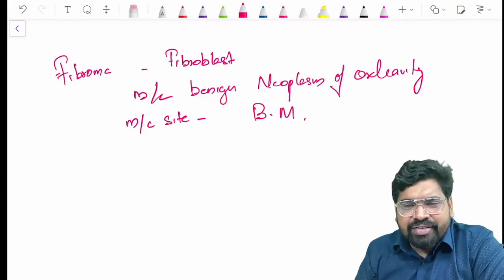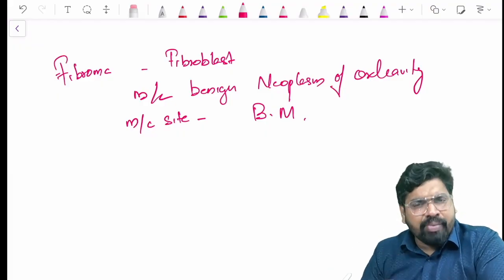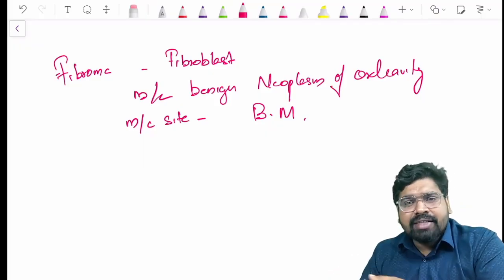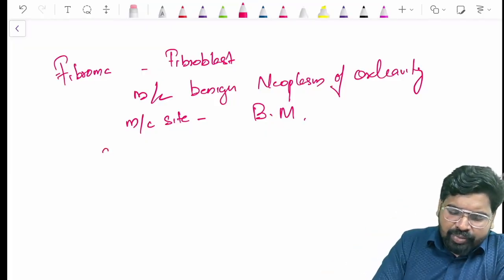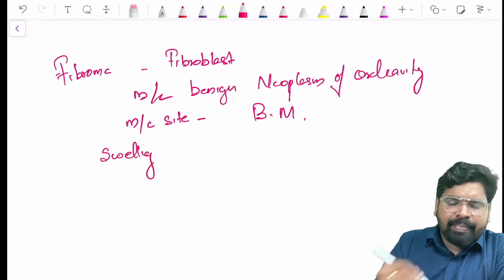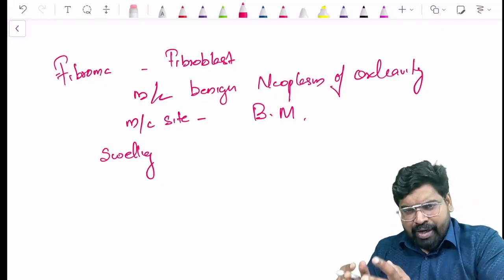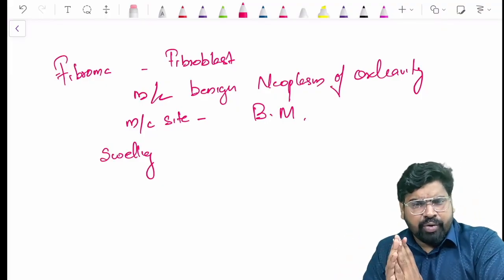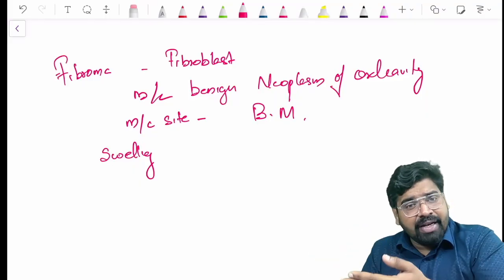Buccal mucosa is the most common site, and it may start with a small trauma. The reason can be a small trauma which stimulates the fibroblast, leading to production of the fibroma. How does it appear? It appears as a small swelling, which will sometimes be pedunculated or fixed to the buccal mucosa. That doesn't matter. Please remember, it is the most common benign neoplasm.